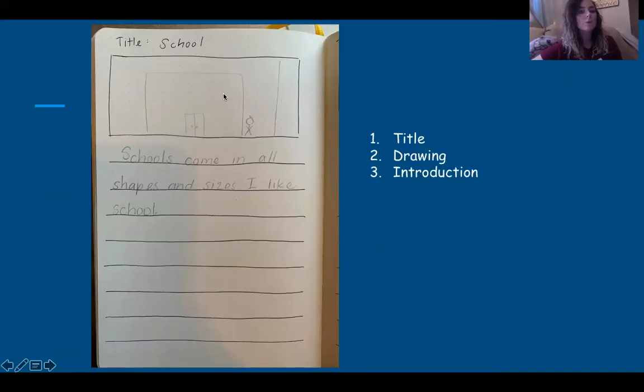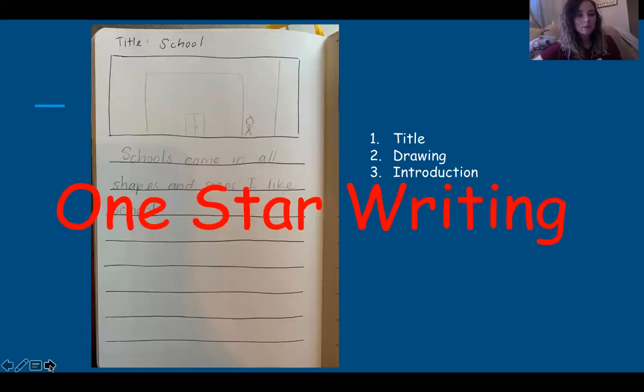This is called School. I made it to show you the different examples of 3-star writing. I left my examples of 3-star writing back in the classroom, so this is what we got to work with today. So the title is called School. Schools come in all shapes and sizes. I like school. I'm going to let you review that for a second and see if that is 3-star writing. You see here we have a title, drawing, and an introduction. But is that really 3-star writing? No, it's 1-star writing.